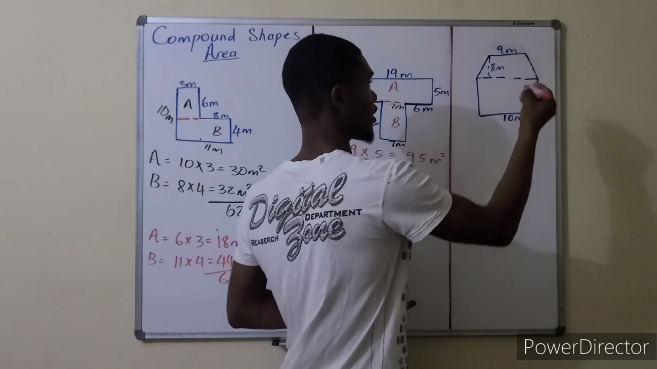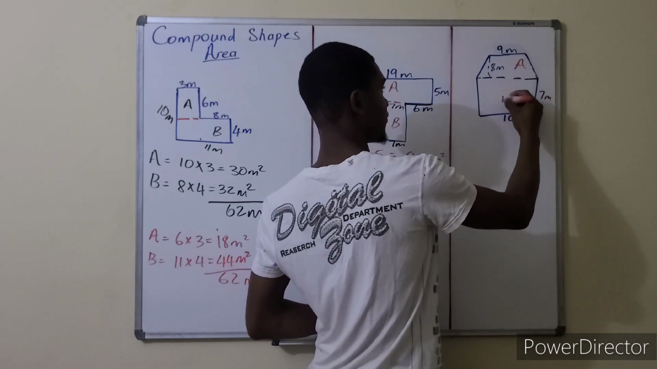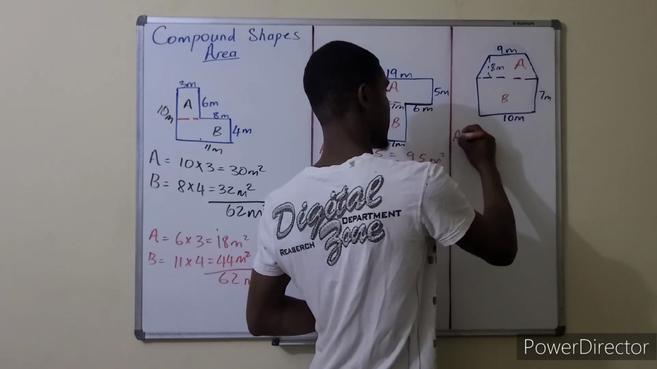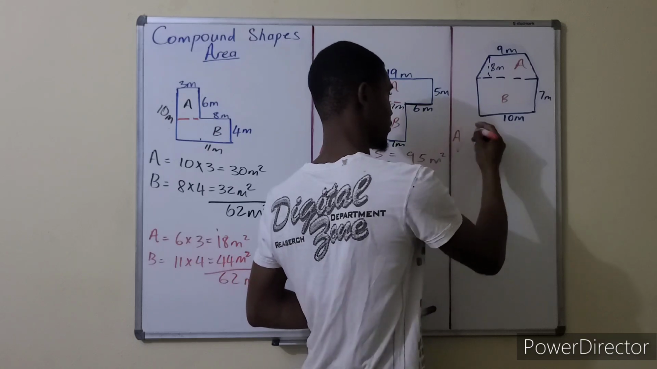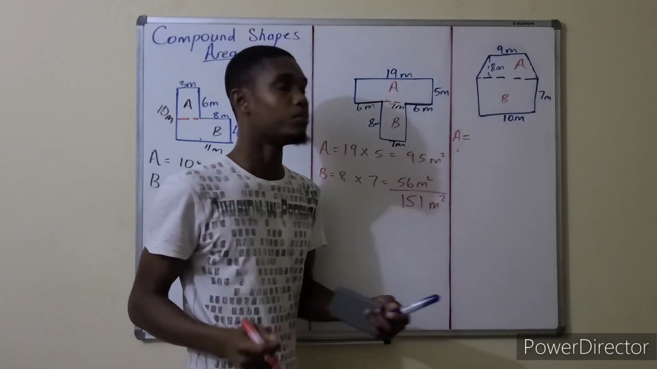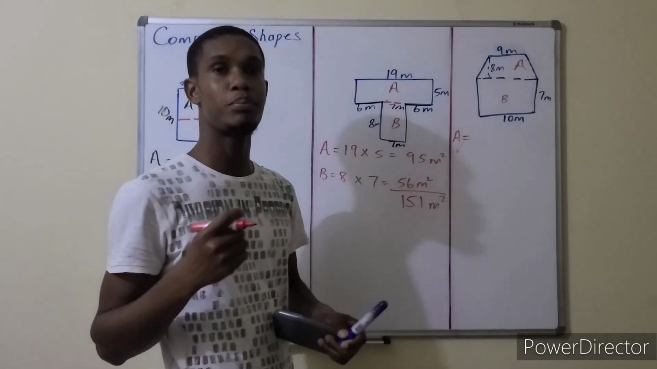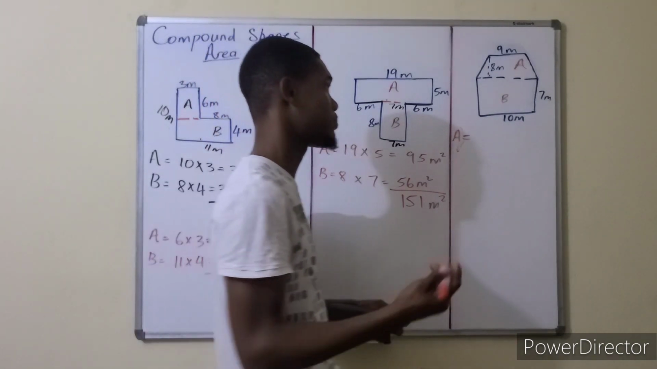So, you will label your or split your shapes just the same. So, A, B. So, shape A equals. Now, because A is a trapezium, you'll have to write the formula for the trapezium.